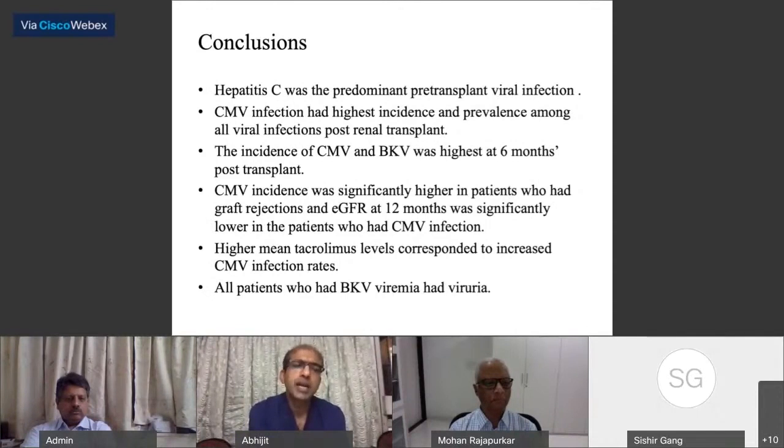From this study, we could conclude that Hep C was the predominant pre-transplant viral infection. CMV infections had high incidence and prevalence amongst all viral infections post-transplant. The incidence of CMV and BKV was highest at 6 months post-transplant. CMV incidence was significantly higher in patients who had graft rejections, and eGFRs were affected for patients who had CMV disease. Higher mean tacrolimus levels corresponded to increased CMV infection rates. And all patients who had BKV viremia also had viruria.